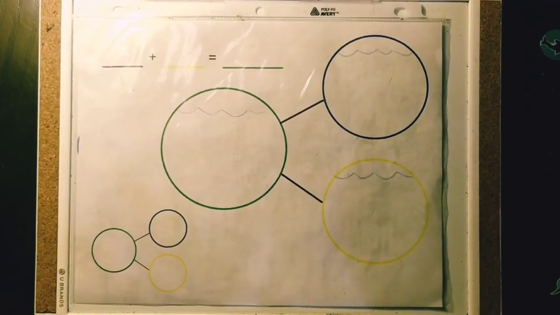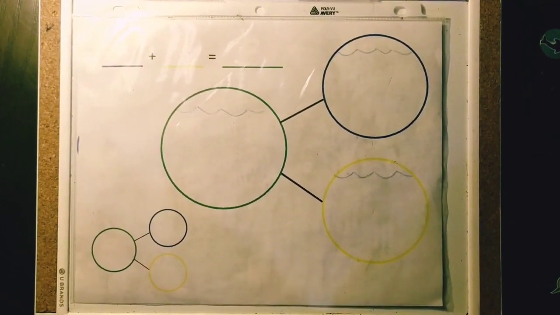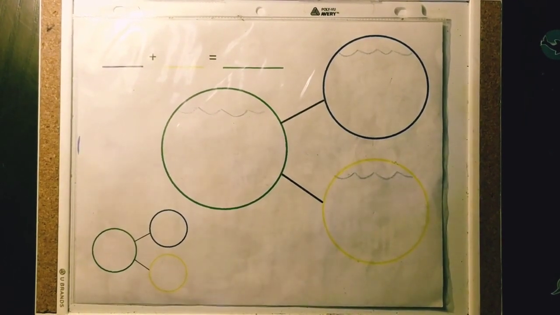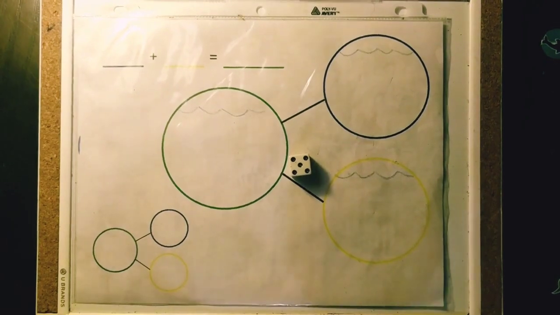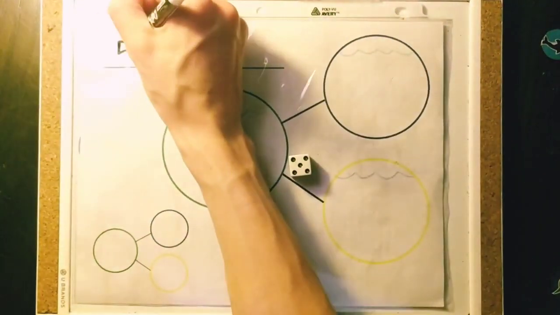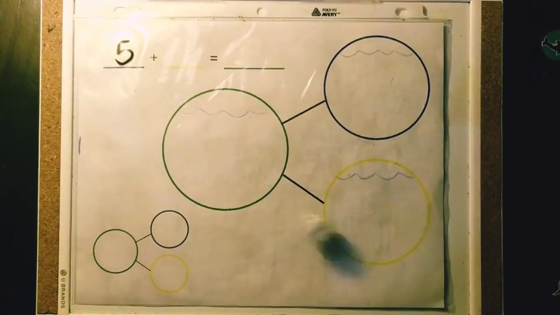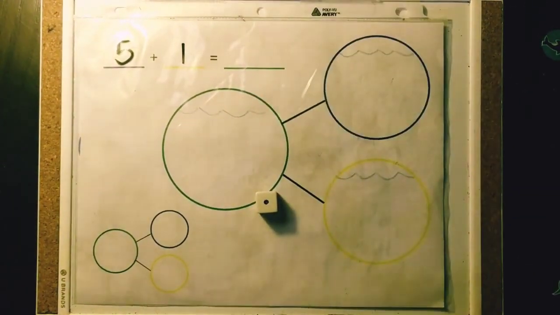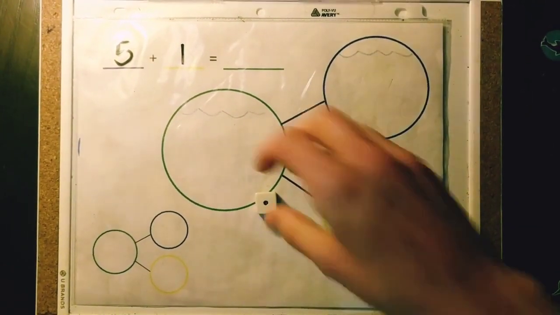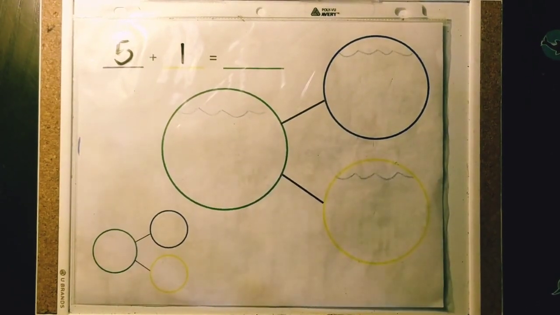Number bonds can be used as an activity all by themselves or as a tool to help with other math assignments. If you're going to use it as an activity itself, then I recommend generating numbers using a die. That's what I'm going to do. So I rolled a 5, I put a 5 on the first line, and roll again, and get a 1, and put a 1 on the yellow line, and now I get my manipulatives out.